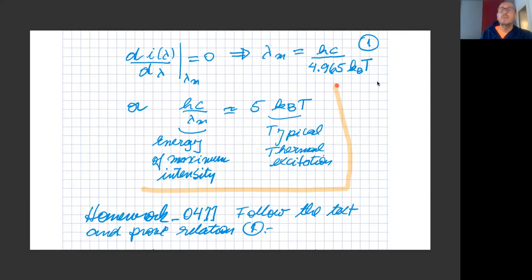So we're finding the value of lambda maximum, and the text proposes the standard way of doing this. The solution is the one I'm showing here: hc divided by lambda m, lambda maximum, is the energy of the maximum intensity, and for a particular temperature it is equal to 5 times the typical thermal excitation energy. So 5 times the typical excitation energy is the energy for the maximum intensity of I of lambda.